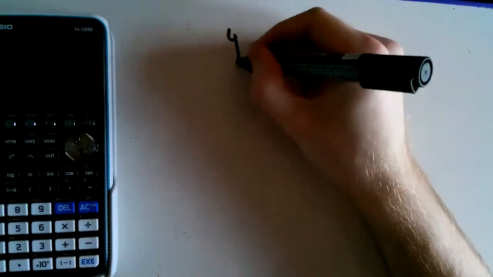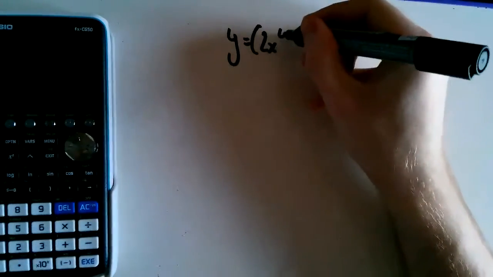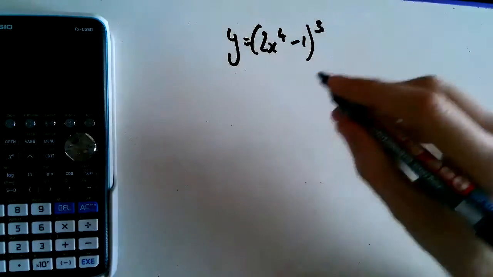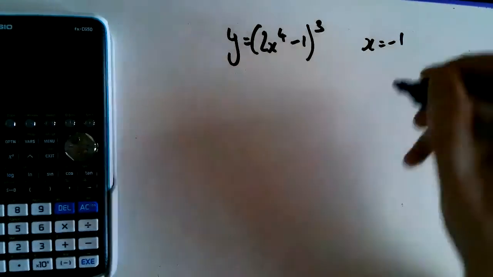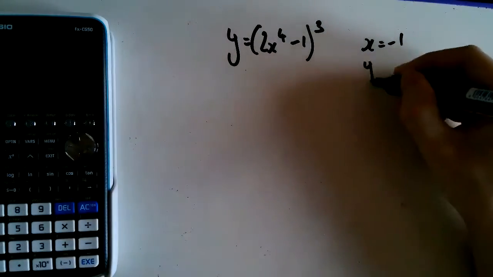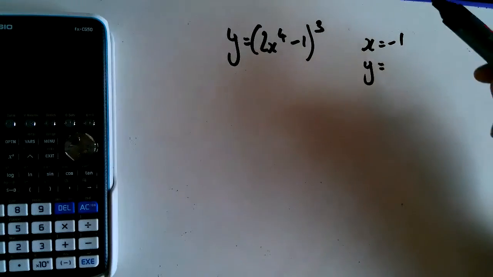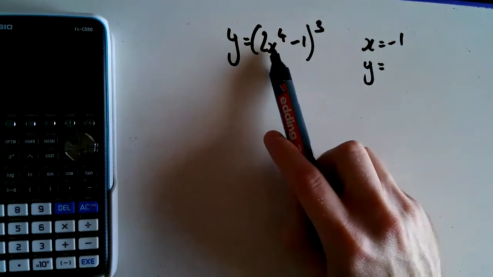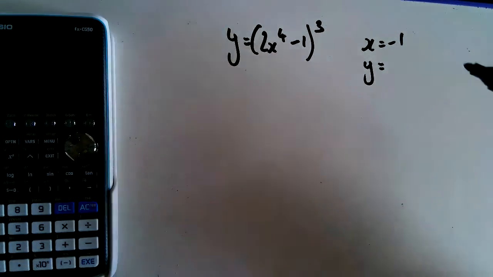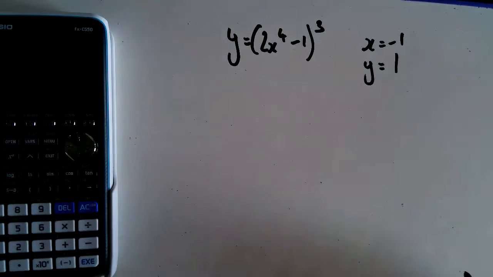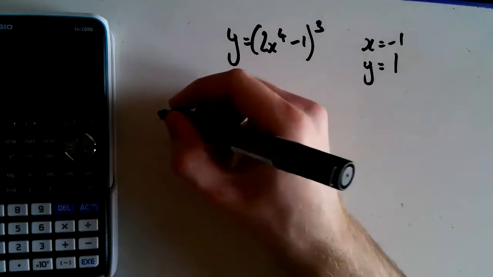Second one, we have an equation of a curve y equals 2x⁴ take away 1 cubed, and we've got a point x equals minus 1. So straight away, sub in x equals minus 1 to get what y is. So that's 1 times 2 is 2, take away 1 is 1, 1 cubed is 1.